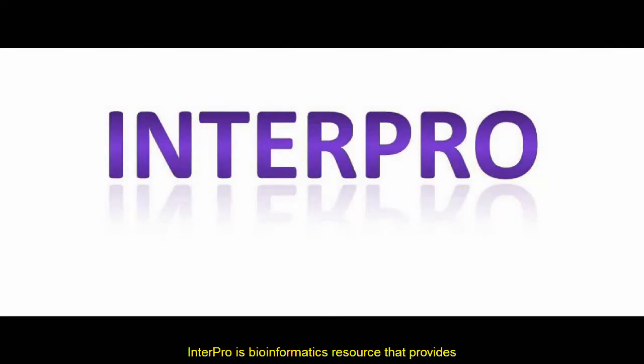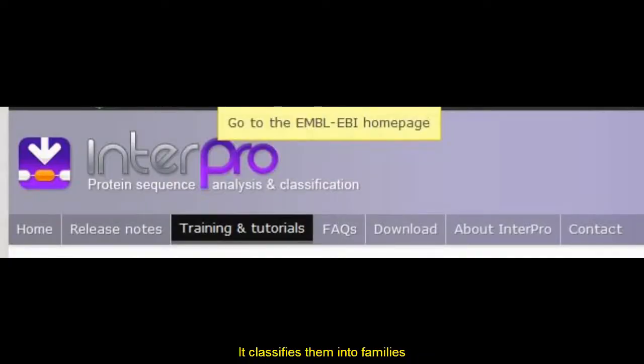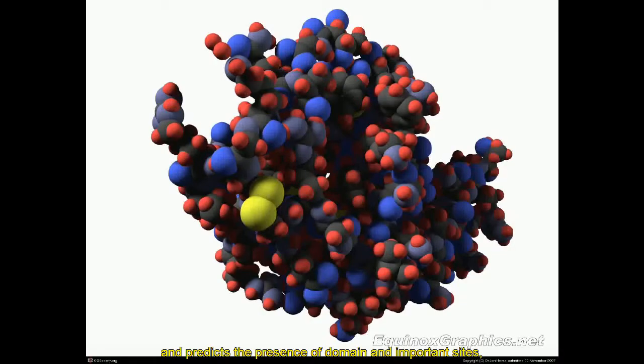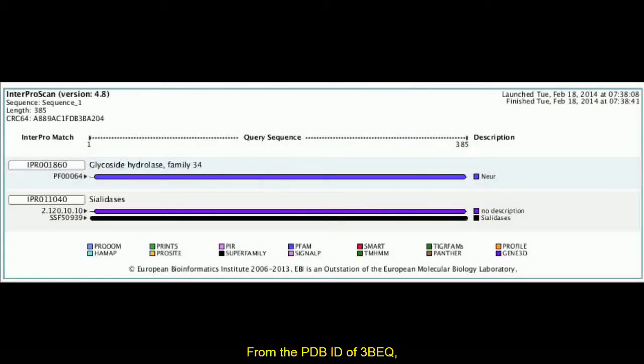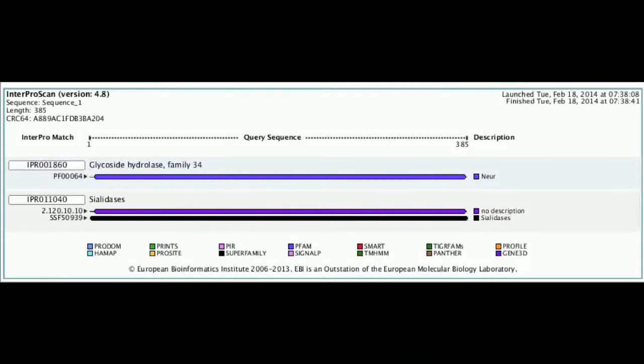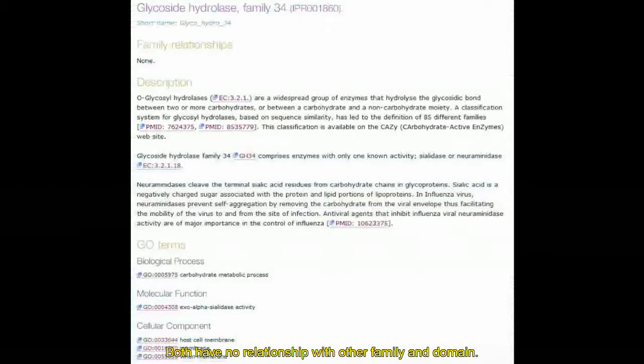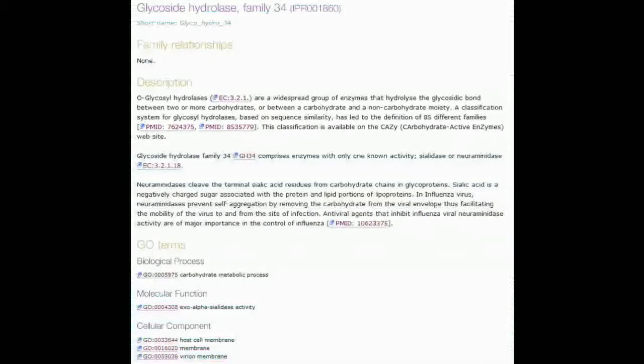InterPro is a bioinformatics resource that provides functional analysis of protein sequences. It classifies them into families, and predicts the presence of domains and important sites, along with their function and sequence features. From the PDB-ID of 3BEQ, glycoside hydrolase family 34 and sialidases domain were obtained. Both have no relationship with other families and domains.